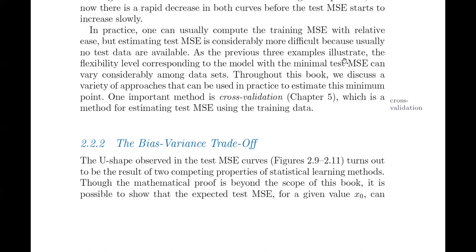As the previous three examples illustrate, the flexibility level corresponding to the model with the minimal test MSE can vary considerably among datasets. Throughout this book, we discuss a variety of approaches that can be used in practice to estimate this minimum point, the lowest MSE. One important method is cross-validation.